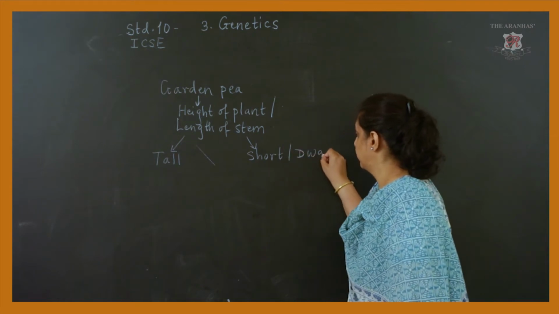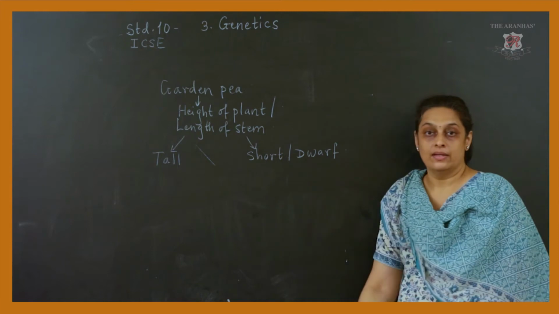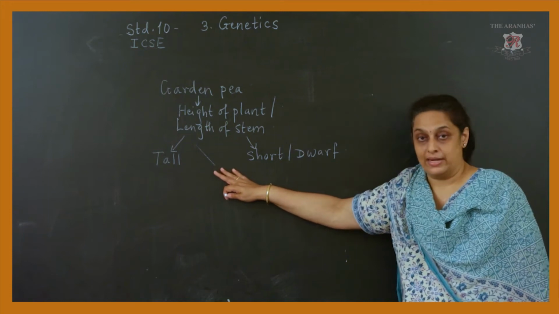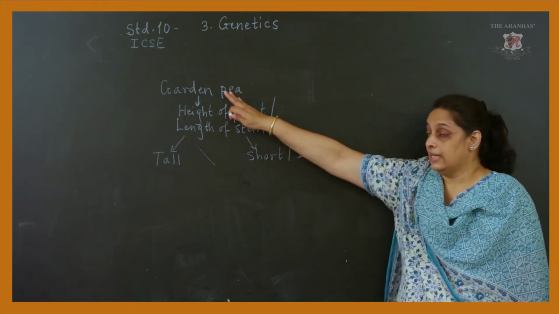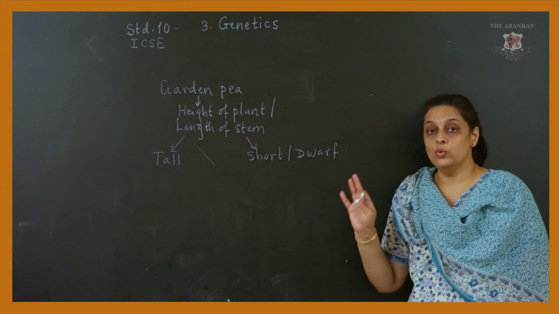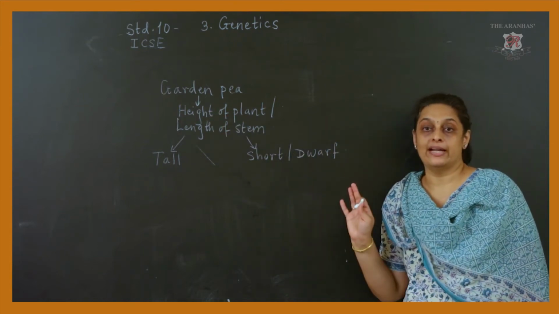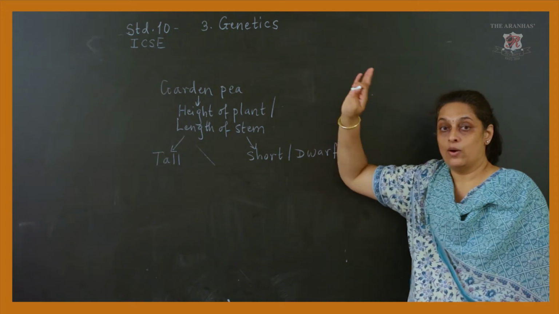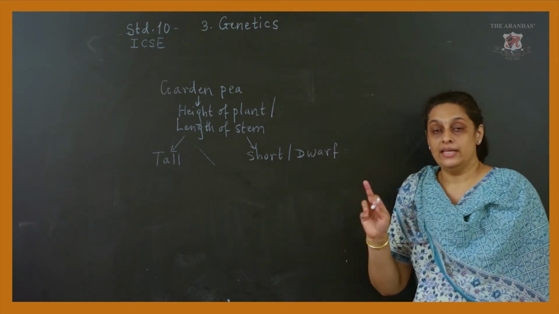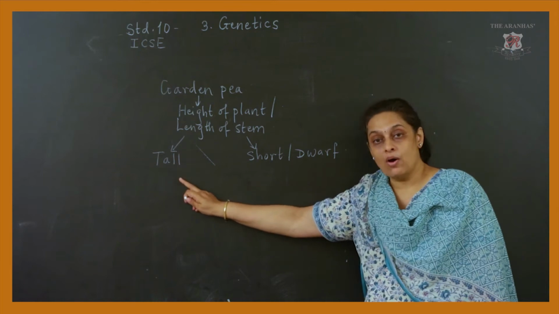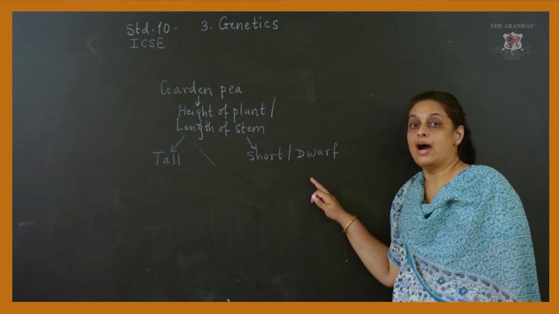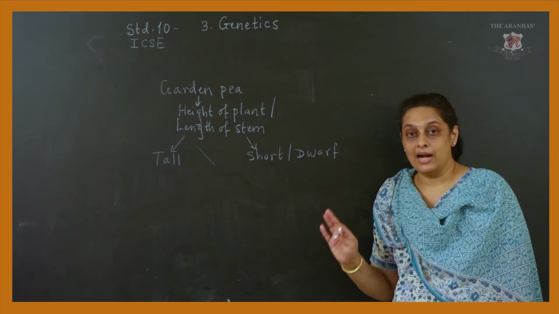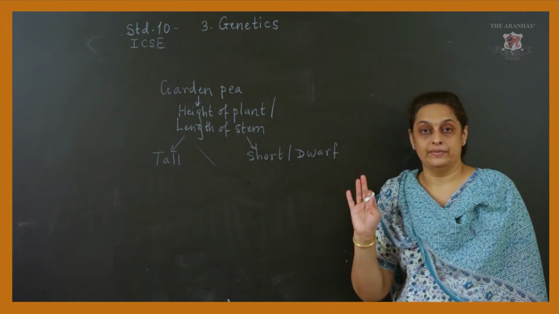Or dwarf. Okay. So, this is something which is not seen in all the plants. Let me tell you. In garden pea, there are only two possibilities for every character. So, as far as height is concerned, there are only two possibilities. Either the plant will be tall or it will be dwarf or short. You will not find a plant with medium height.